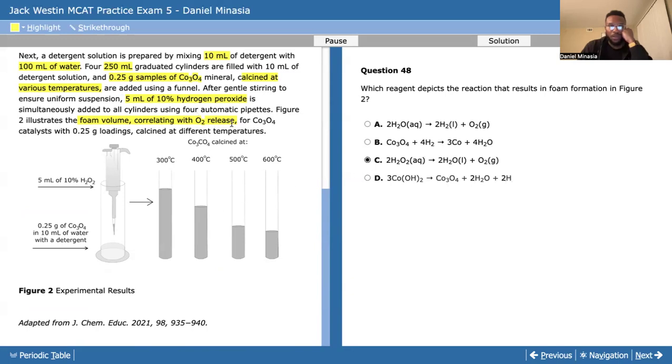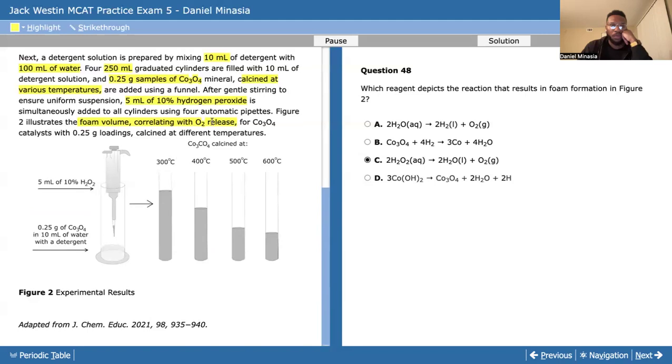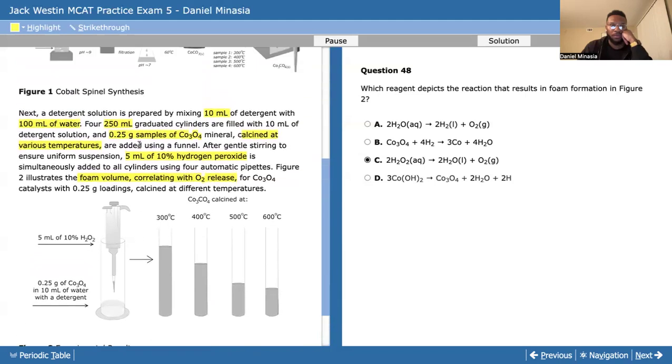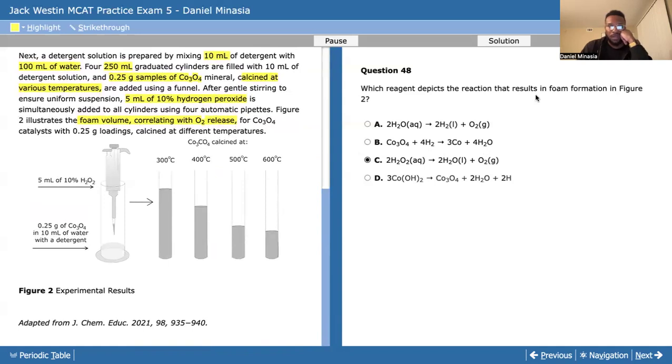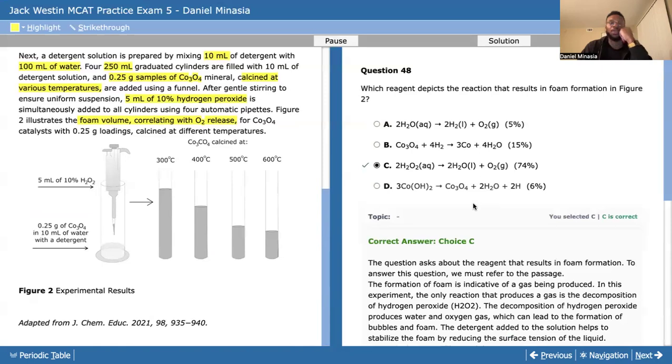So since we know that oxygen is being released, we just go for the ones that have oxygen on the product side of the equation. Between the two of them that have oxygen on the product side of the balanced reaction, this isn't hydrogen peroxide, this is, and we know we're using hydrogen peroxide for the experiment in figure 2. So C, that's the answer. It's pretty straightforward, pretty simple question. Okay, great. 74% of people got it right.